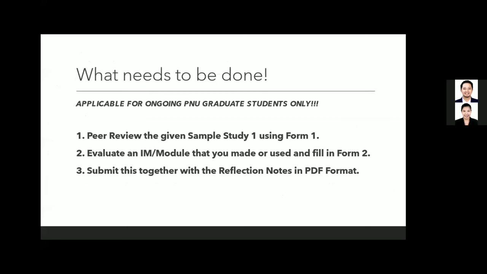Okay. So what needs to be done? Again, this is applicable for ongoing PNU graduate students only. One, you have to peer review the given sample study 1 using form 1. Number 2, evaluate an IM or module that you made or used and fill in form number 2. Number 3 is to submit this together with the reflection notes in PDF format.